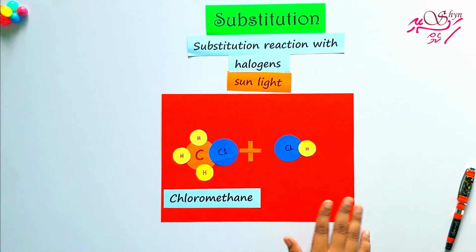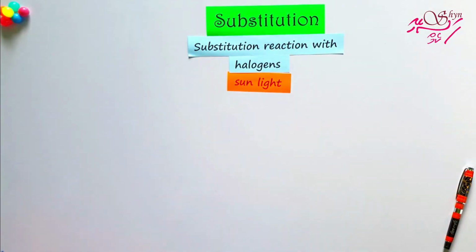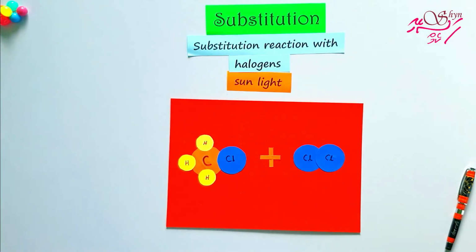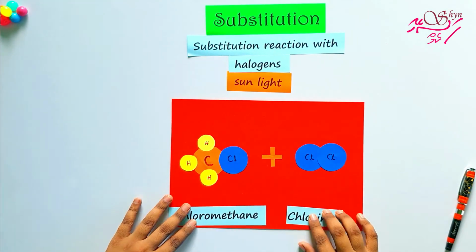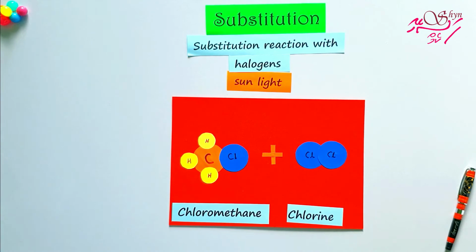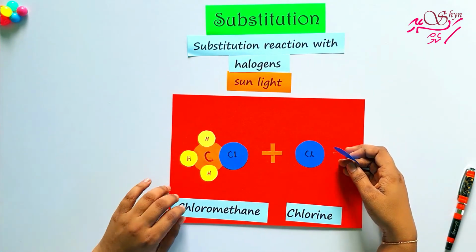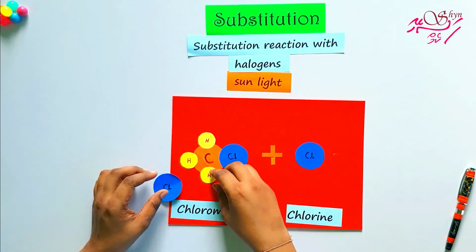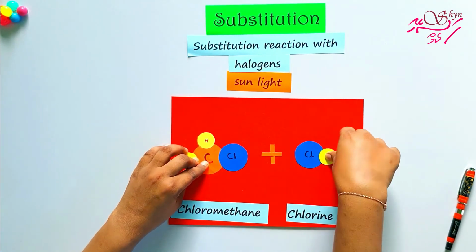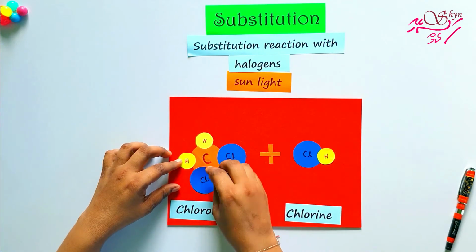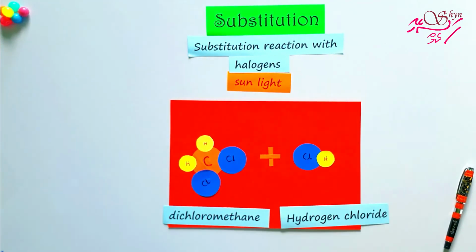As you can see, though there are two chlorine atoms in a molecule, only one hydrogen is substituted by it. For another hydrogen to be substituted, it has to again react with another chlorine molecule. So in this reaction, again chlorine will split, and chlorine will go and substitute any one of the hydrogens, and hydrogen will go and combine with chlorine atom. So chloromethane has reacted with chlorine and produced dichloromethane and HCl.